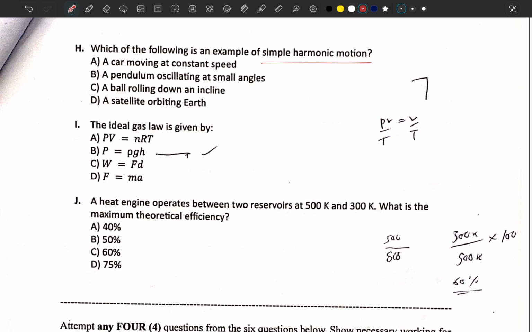Now, a pendulum goes forward, back, forward, back. That is simple harmonic motion, meaning because it oscillates after a certain period of time, it goes back like that. It's an oscillatory type of motion. And you understand that for a pendulum, it makes an angle of approximately less than 15 degrees. Yeah, somewhere there.